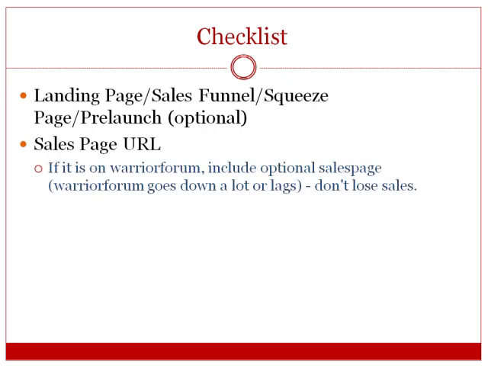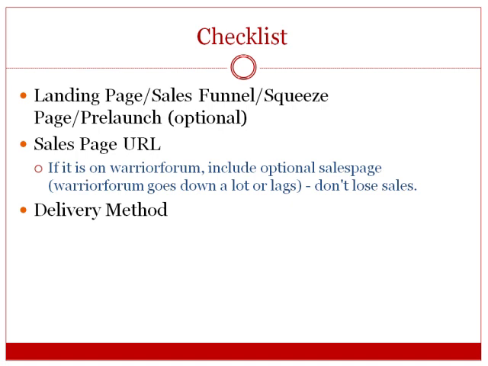And of course, if your sales page is on the warriorforum.com as a Warrior special offer, Warrior Forum tends to go down or lags a lot. So if your site, your website, your sales page lags, then you're going to lose sales. So if it is on the Warrior Forum, then you can also include an optional sales page, which is a really, really cool feature.